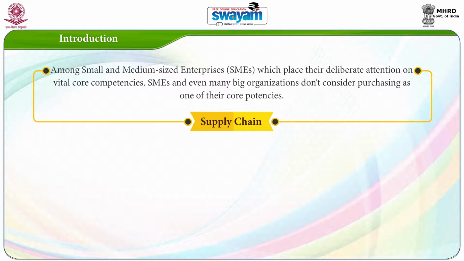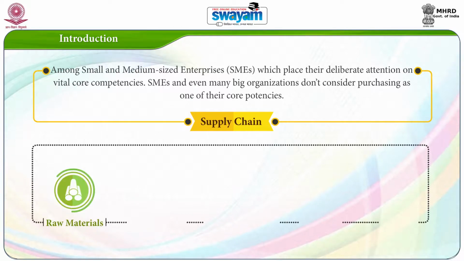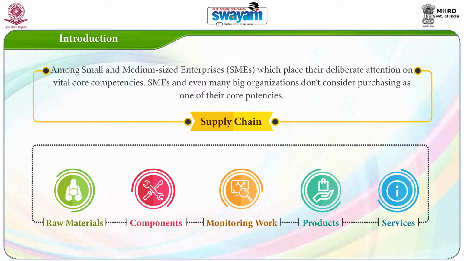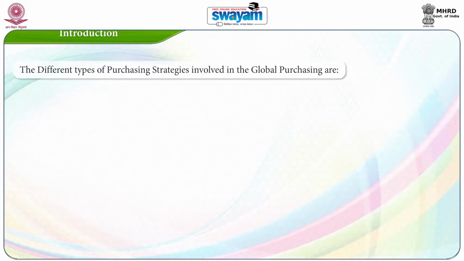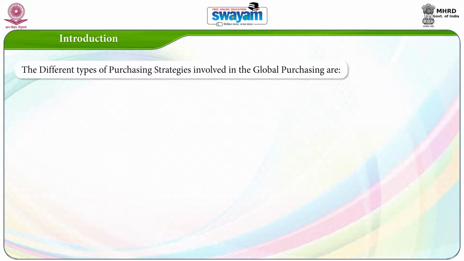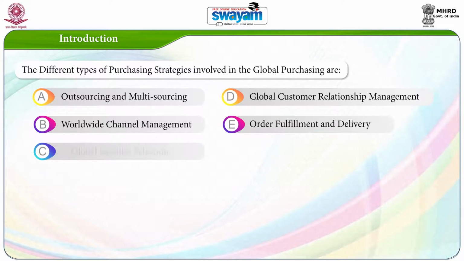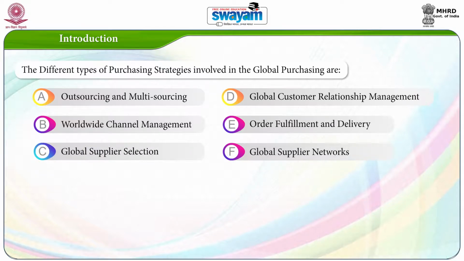Purchasing occurs in the crucial areas of the supply chain, that is the inbound or upstream. The purchasing function involves the process of procuring raw materials, components, monitoring work in process products or services, and which requires a smooth integration in the production cycle for international organizations. The different types of purchasing strategies involved in the global purchasing are outsourcing and multi-sourcing, global customer relationship management, worldwide channel management, order fulfillment and delivery, global supplier selection, and global supplier networks, which is depicted in figure 1.